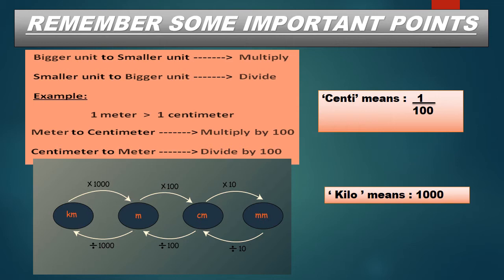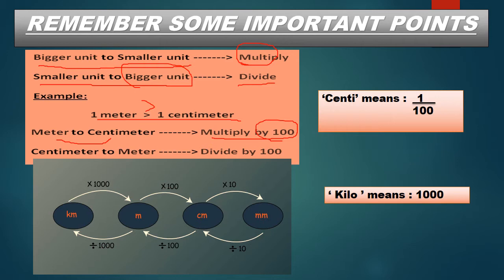Okay, my dear students, here we have some important points which are very important for you all. So, listen to me very carefully. First important point is that when a bigger unit is converted to a smaller unit, we will multiply. And when a smaller unit is converted to a bigger unit, we will divide. Like 1 meter is greater than 1 centimeter, so meter is a bigger unit than centimeter. So when we convert meter to centimeter, we will multiply it by 100.